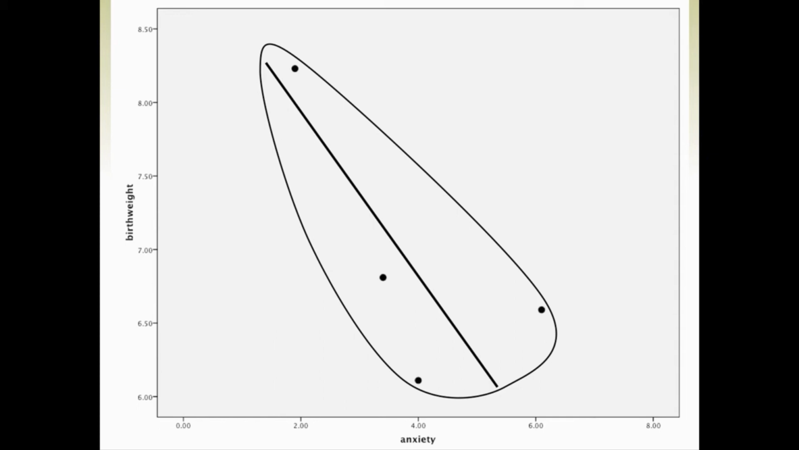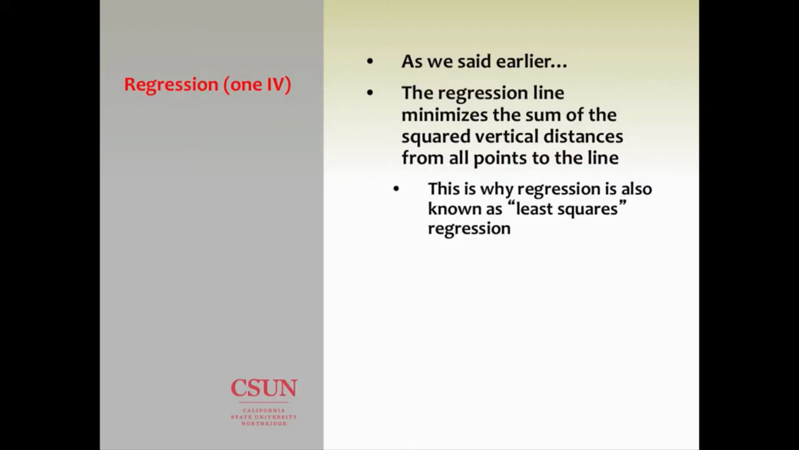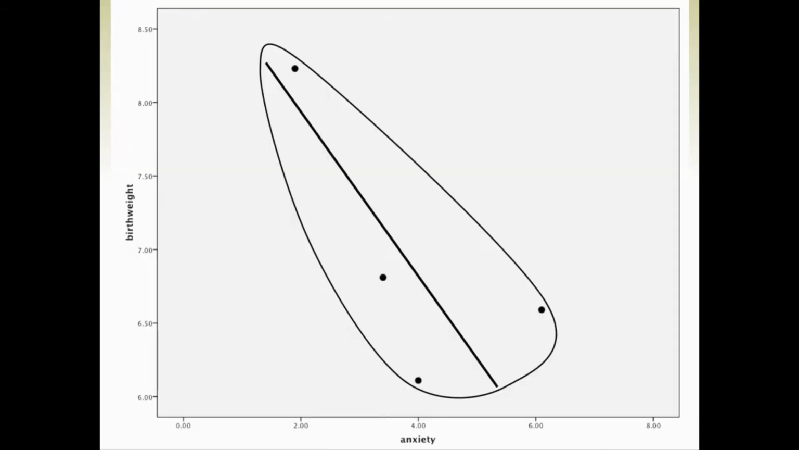So the dots that are farther away from the line have greater vertical distances from those points to the line. When we talk about minimizing the sum of squared vertical distances, we're taking vertical lines, drawing them from each point to the line, and then squaring those distances and adding them up.